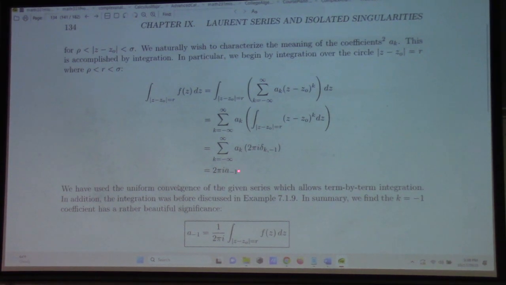a sub -1. So this integral is defined simply by the coefficient of the Laurent series at the -1 power. That means that we can integrate functions by finding the Laurent series and simply selecting the coefficient of the -1 power weighted by 2 pi i. That is the entire content of the next chapter in my book. It's not my book, it's in my notes.